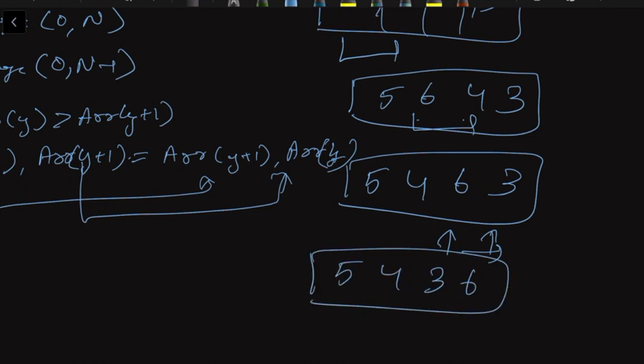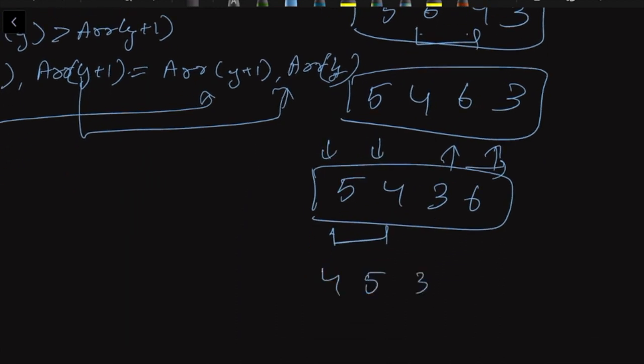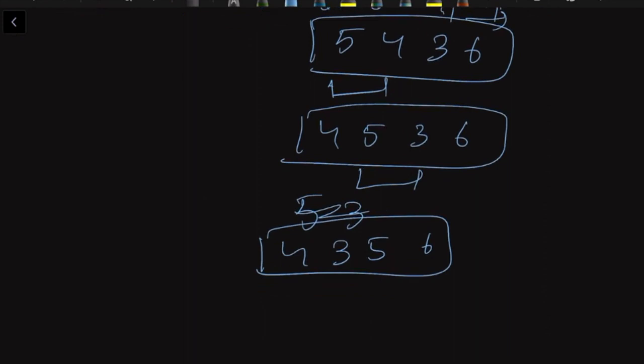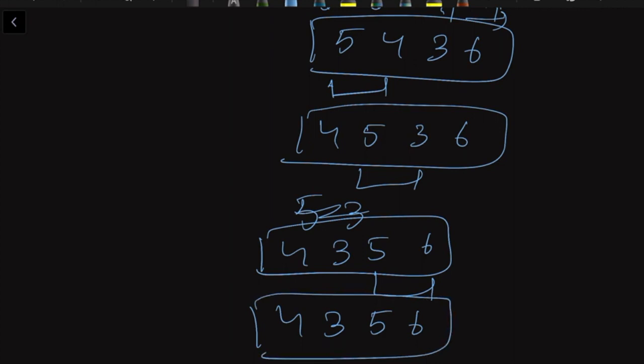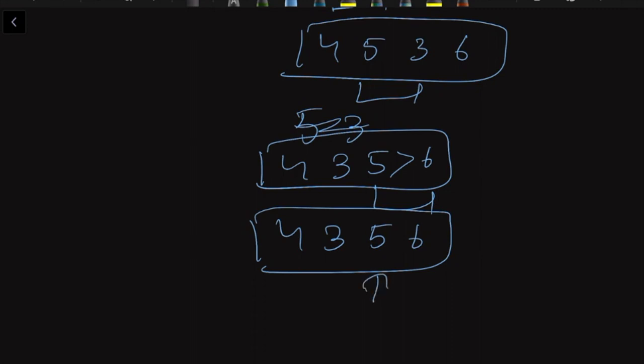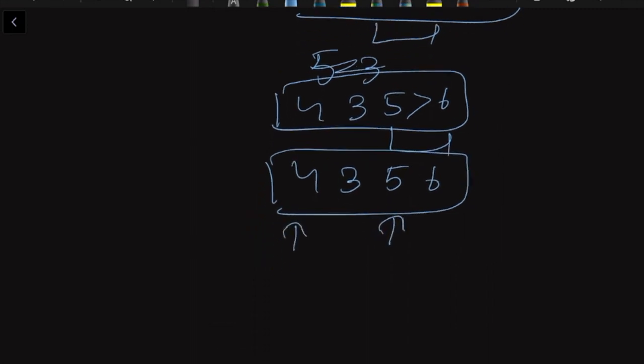Now the x value will increment. It was initially 0, so it becomes 1. We start again from here: 5 and 4 swap, giving 4, 5, 3, 6. Then with the next values it becomes 4, 3, 5, 6. Again with the last pair it remains the same, because 5 is not greater than 6. Now x increments again and we start with 0 again, comparing these. 4 is greater than 3, so it becomes 3, 4, 5, 6.